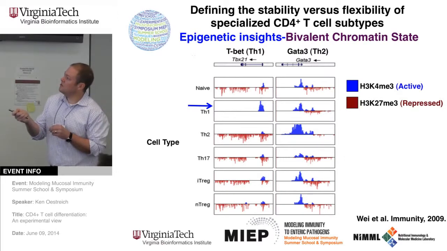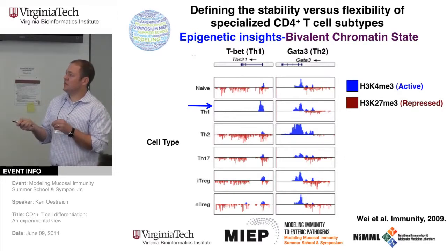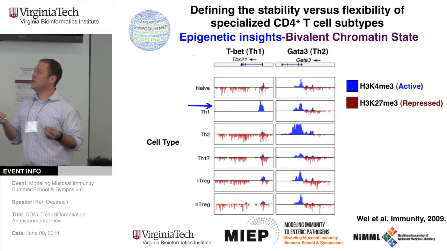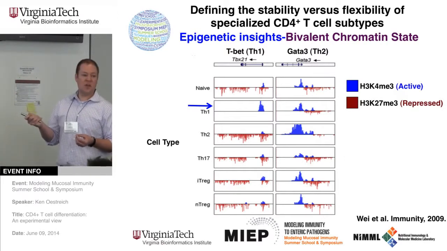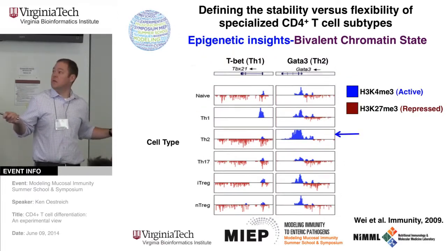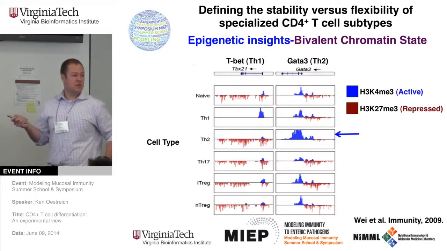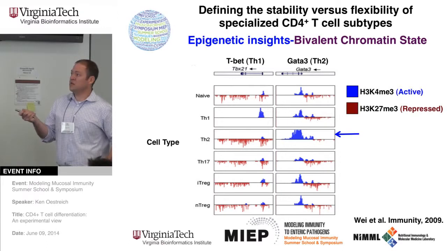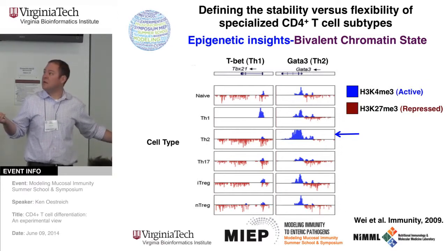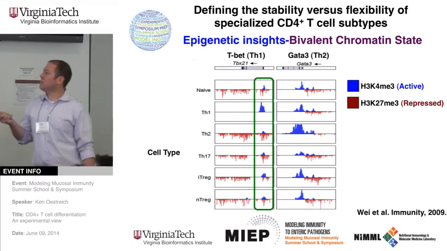These are the cell types that they're looking at, so naive T cells, Th1, Th2, Th17, and then Treg populations. So not surprisingly, if we look at the TBX21 locus in Th1 cells, you can see a high degree of H3K4 trimethylation. Similarly, if we look at GATA3 in Th2 cells, again, you can see a high degree of H3K4 trimethylation. What was interesting was when we started to look at these loci in other T helper cell types.